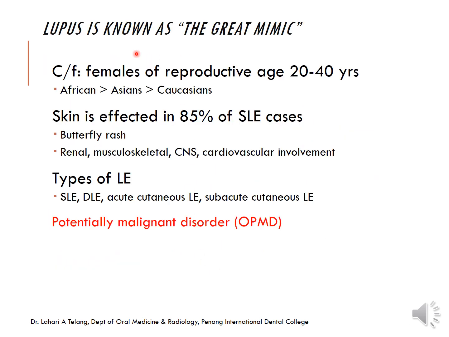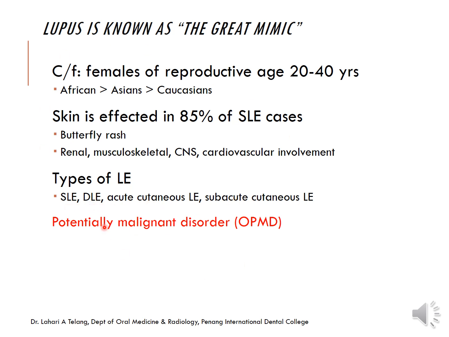Lupus is also known as a great mimic because it tends to manifest features which could be similar to many other diseases. The skin is affected in 85% of cases, and the common manifestation is a butterfly rash. You could also have renal, musculoskeletal, CNS and cardiovascular involvement. The different types of lupus erythematosus: SLE, DLE, acute cutaneous, subacute cutaneous.